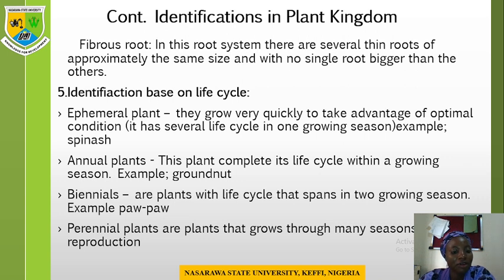Then we have the perennial plants. Perennial plants are plants that grow through many seasons before reproduction. Sorry, mango can't be a biennial crop. Mango is an example of a perennial crop because it takes seasons before it grows. So it's not a biennial crop. It is a perennial crop.